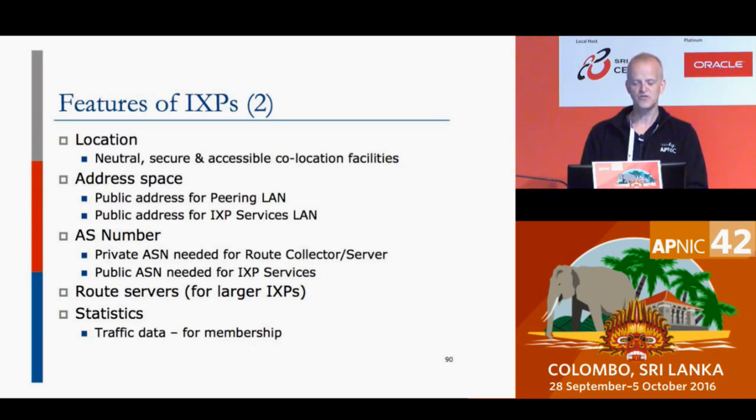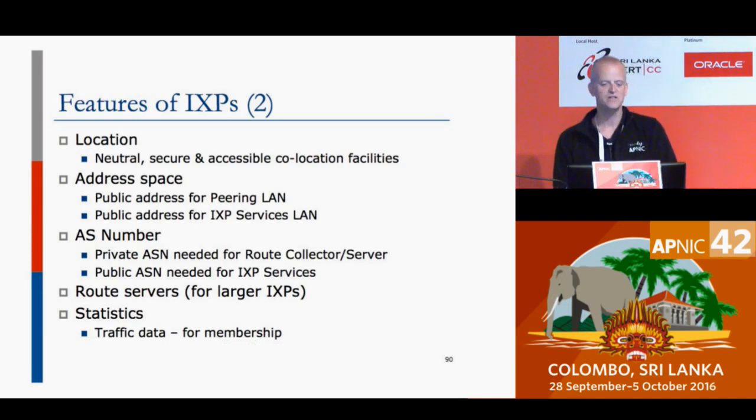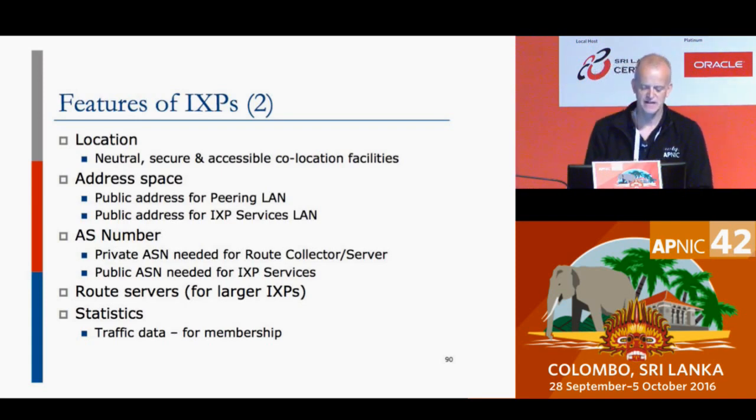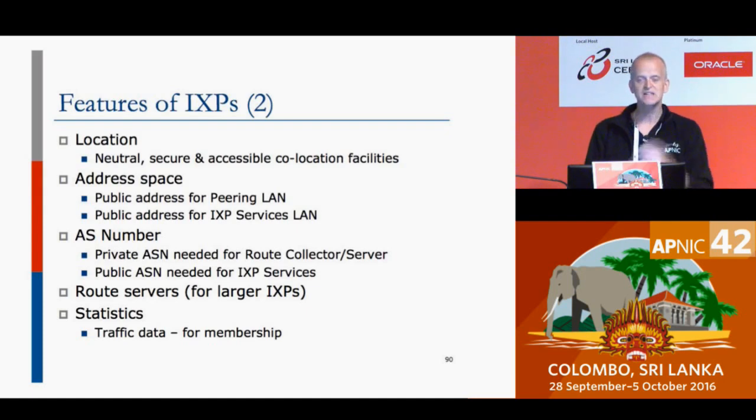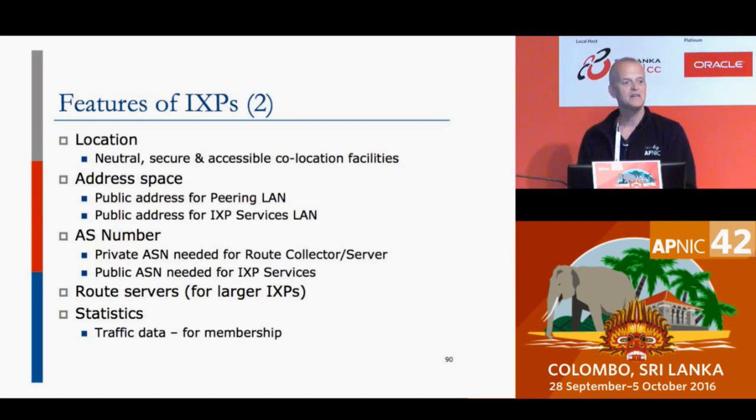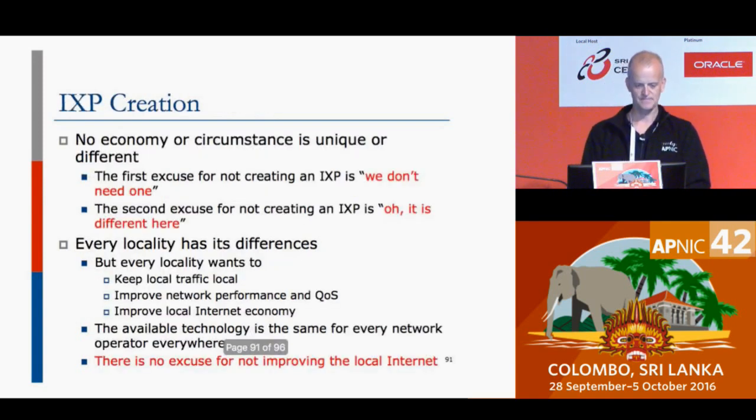Location, ideally neutral, secure, accessible co-location. Address space: a public address for the peering LAN, and public addresses for any services there. AS numbers: a public AS number, probably for the route server. You need a public AS number for the exchange point services anyway. From the start, traffic data, so the membership can actually see what's going on, and make it public as well, so you see the aggregate traffic running through the IX.